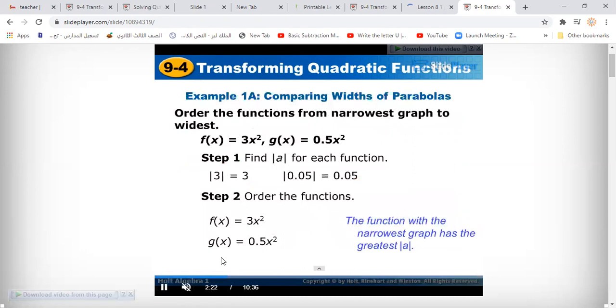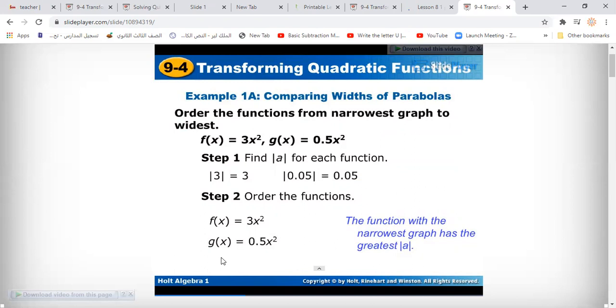if we want to compare the width of parabolas, we order the functions from the narrowest graph to the widest graph. Once we have two different graphs like f of x equals 3x squared and g of x equals 0.5x squared, we find the absolute value of a in each function. For the first one, the absolute value of 3 equals 3, and the absolute value of 0.5 equals 0.5.